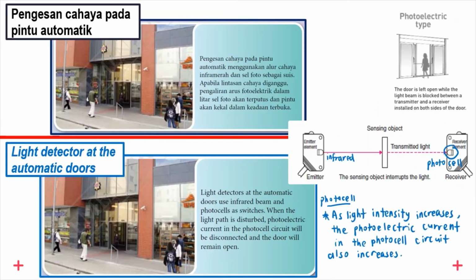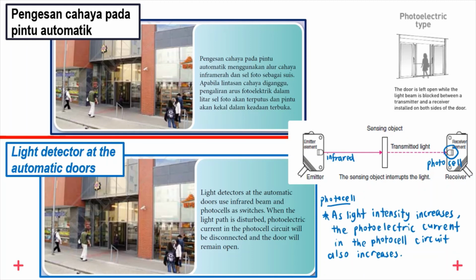Previously, we learned about photocells. As light intensity on the photocell increases, the photoelectric current in the photocell circuit also increases. In this application, the photocell is used as a light detector at automatic doors. Take a look at this diagram. The emitter emits infrared to the receiver. The photocell is the receiver.